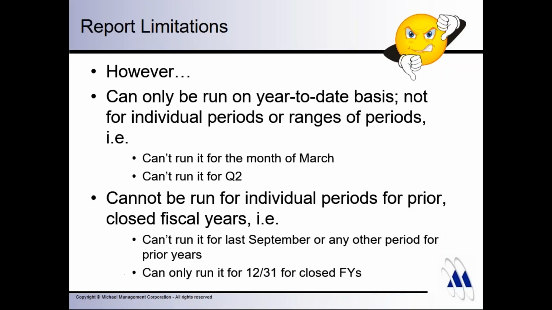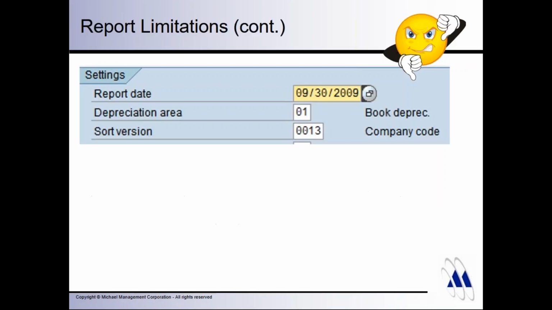The other problem is, once I close the fiscal year, I can't run it for any other date other than 12/31 or the last day of whatever your fiscal year is. All right, so that means I can't go back into last year and just run it for September 30th. It doesn't allow that anymore. So those are two very big shortcomings of that standard report. And they're so big that a lot of our customers complained about it.